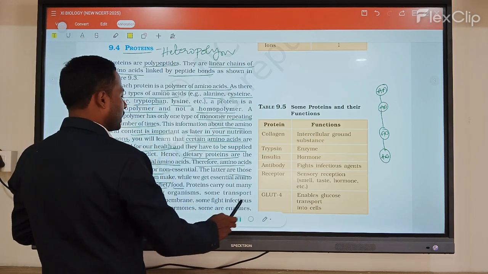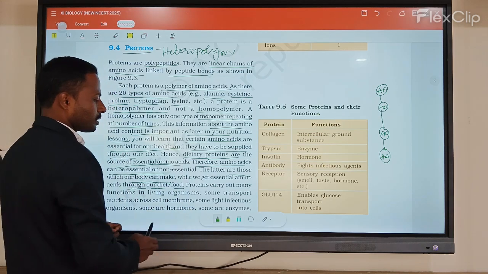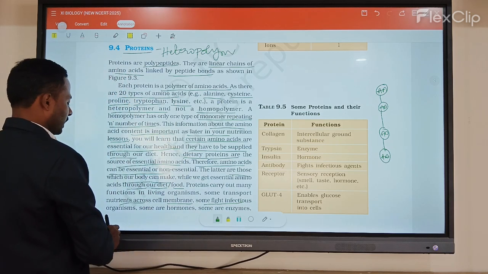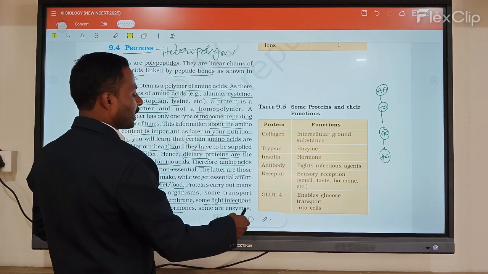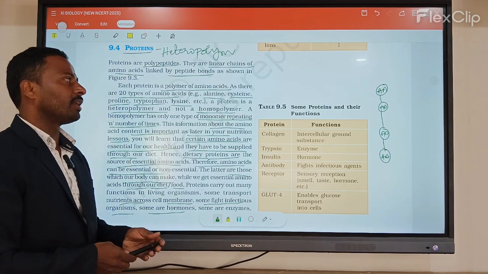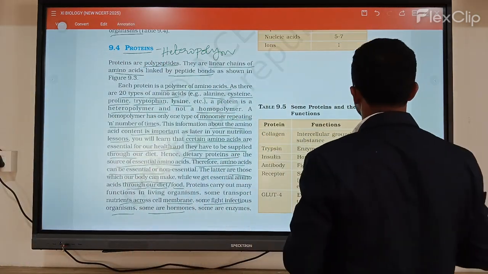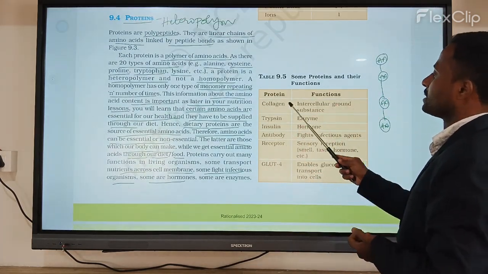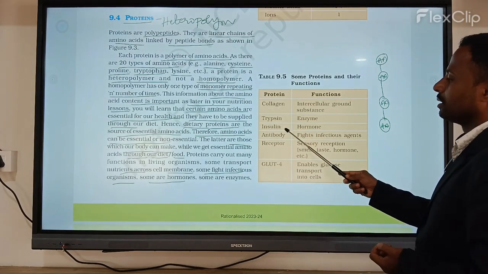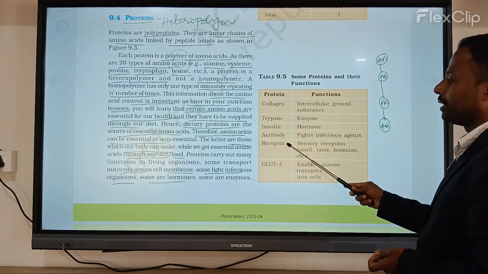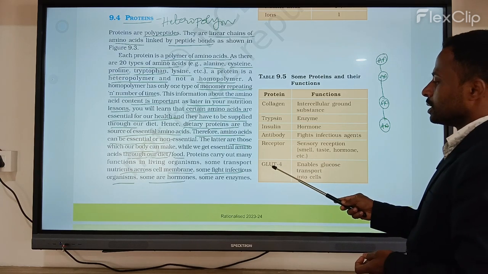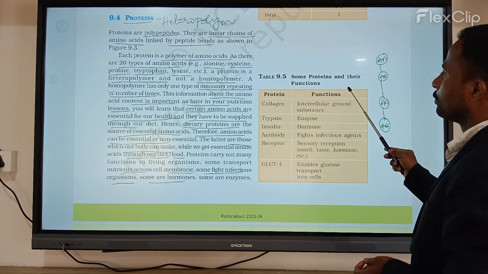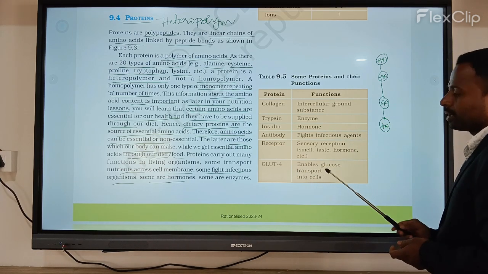And proteins carry out many functions in living organisms. Some transport nutrients across the cell membrane. Some fight infectious organisms. Some are hormones. Some are enzymes. So different proteins help us in different ways. For example, collagen, trypsin, insulin, antibodies, receptors, and GLUT4. These are different types of proteins, and they perform different functions.